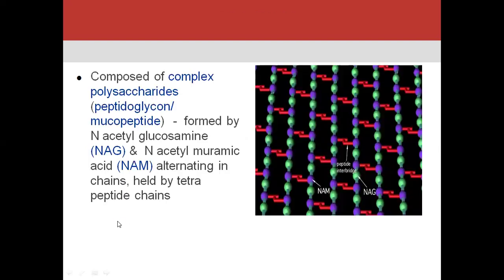If you see the cell wall, it is made up of a complex polysaccharide, peptidoglycan, which is also called mucopeptide. This peptidoglycan consists of N-acetyl glucosamine and N-acetyl muramic acid, NAG and NAM, alternating in the chains, NAM, NAG, NAM, NAG. This is the structure of peptidoglycan. They are held together by tetrapeptide chains, like peptide bonds.